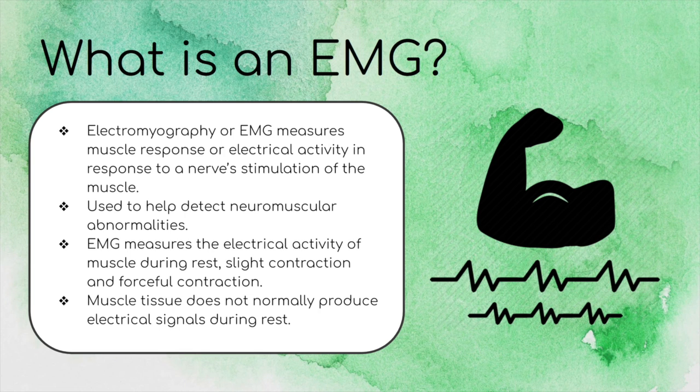Electromyography, or EMG, measures muscle response or electrical activity in response to a nerve's stimulation of the muscle. EMG is, for example, used to help detect neuromuscular abnormalities. EMG measures the electrical activity of a muscle during rest, slight contraction, and forceful contraction. Muscle tissue does not normally produce electrical signals during rest.